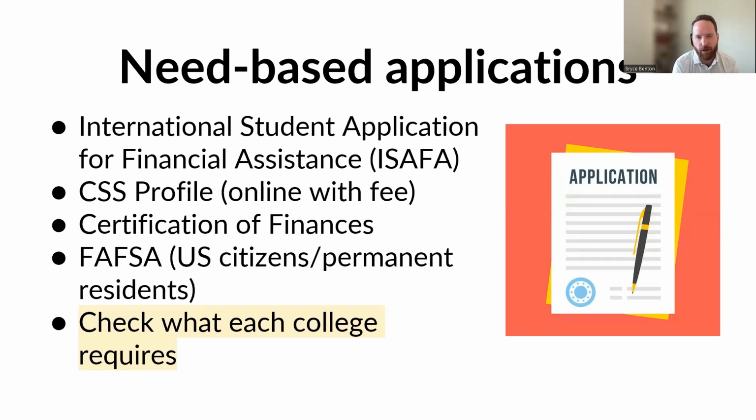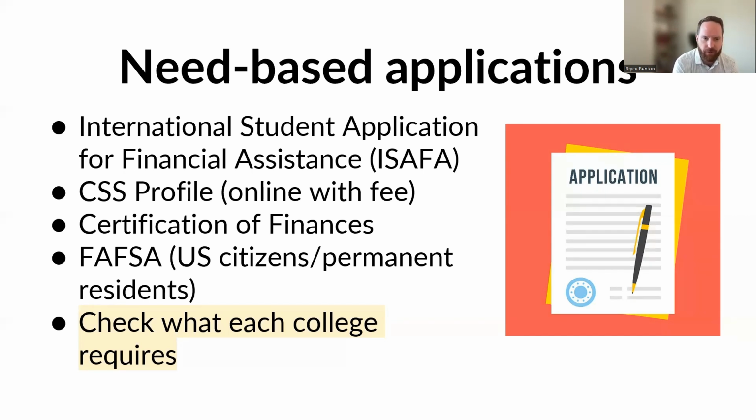Another that you'll come across is the ISAFA, which is a paper-based form you can find online. It was put together by the International Association for College Admission Counseling in the US, and it's just a basic paper-based form that a lot of institutions accept, where you tell us about your financial information, your parents, their salaries, your family size, your assets, your income, things like that. Some institutions have their own form, like at Denison, we have our own Denison Certification of Finances that all international students complete when they apply.